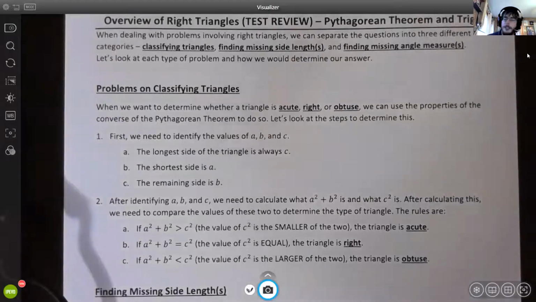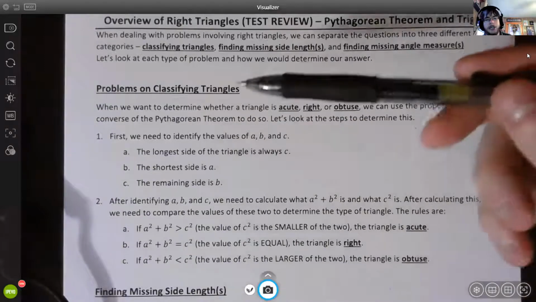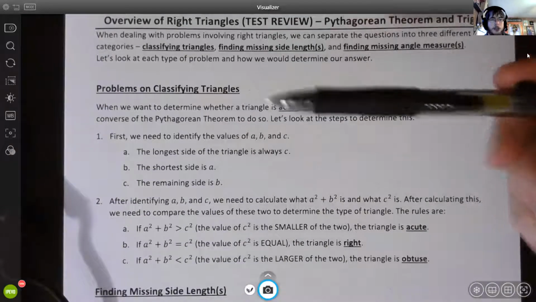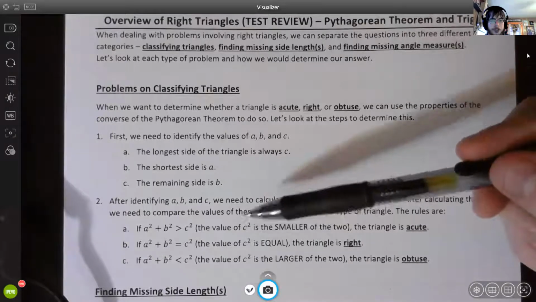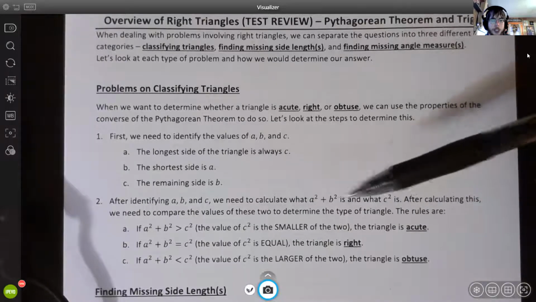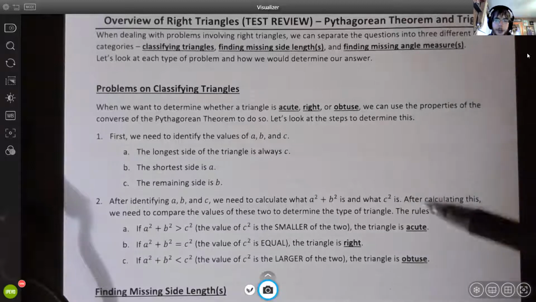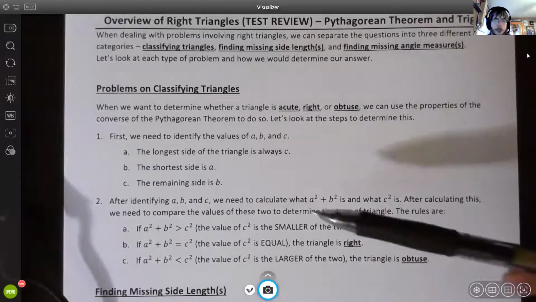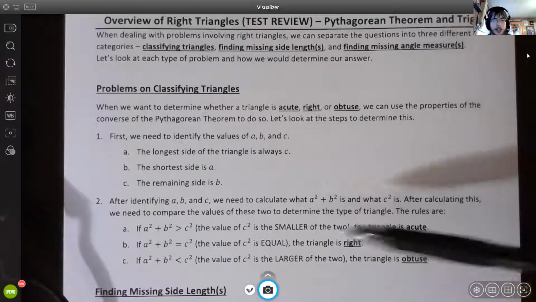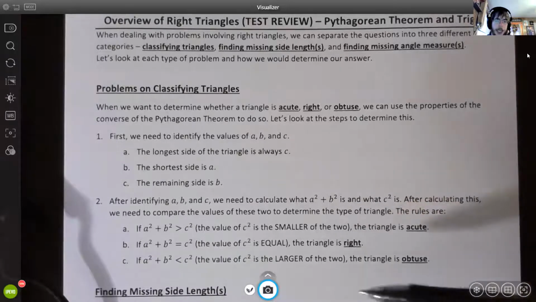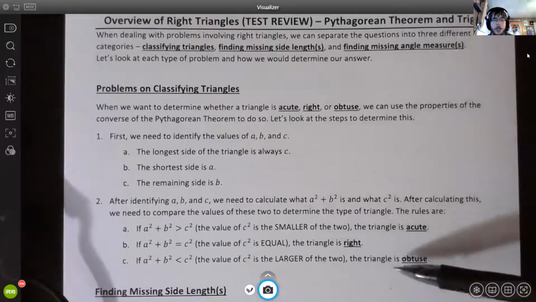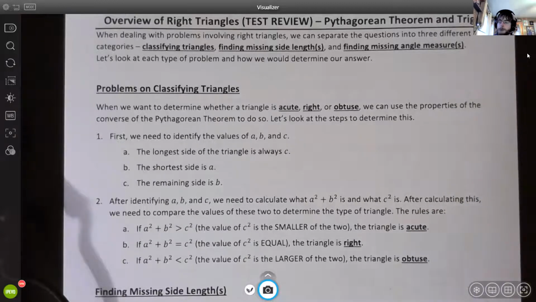The important thing is, if you're looking to classify triangles, you need to use your a squared plus b squared equals c squared, and you calculate what a squared plus b squared is and what c squared is, and you look for one of these conditions. So if c squared is smaller, that means it's acute. If c squared is equal, that means it's right. And if c squared is larger, that means it's obtuse.